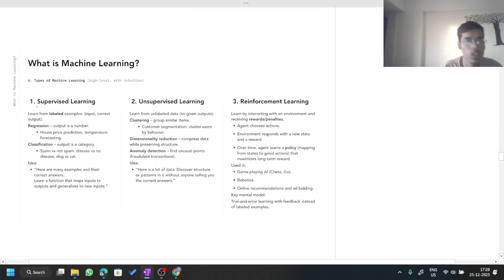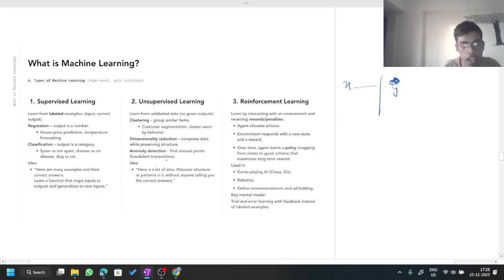Then again, we go on to the types of machine learning. These three you will see primarily in use everywhere. First is supervised learning, learning from labeled examples, like regression and classification, where we have the actual label given along with the data points.